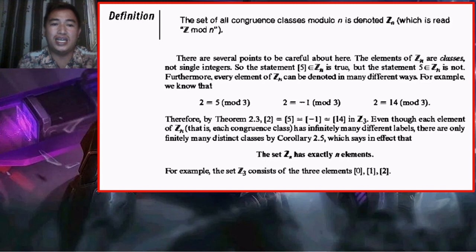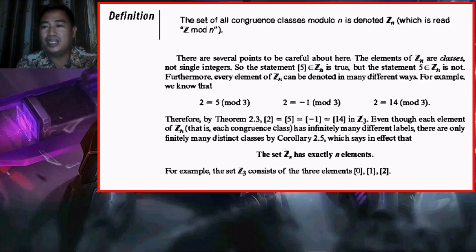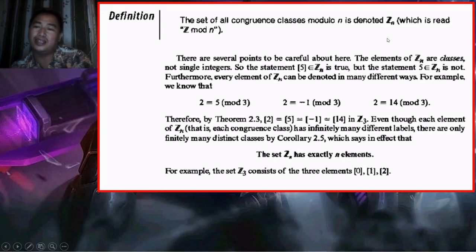Okay, next definition. The set of all congruence classes modulo n is denoted by Zn, which is read Z mod n. Muna nitong Zn class, naguna ta ganina class no na natay Z2 ganina. So, the class that is Z sub 2 or Z sub n, pero basa na kas kay Z mod n.